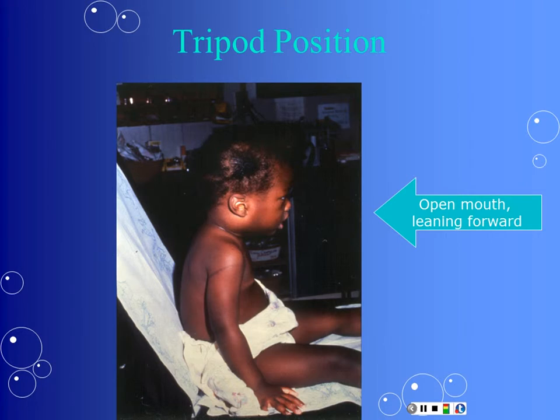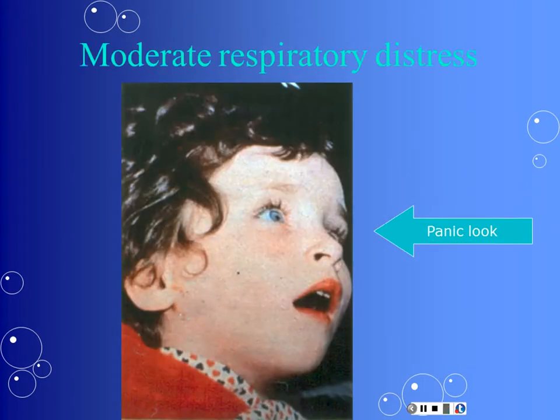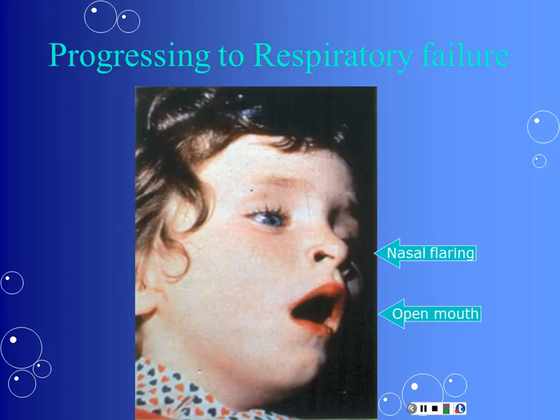This is a good picture of a kid tripoding. You can see they're sitting forward, they've got that mouth open, and they're knuckling forward. With moderate respiratory distress, you see the kid with mouth open, leaning forward, eyes wide, not looking good, pale. Nasal flaring, if you've never seen it, I have a video of that in a minute.